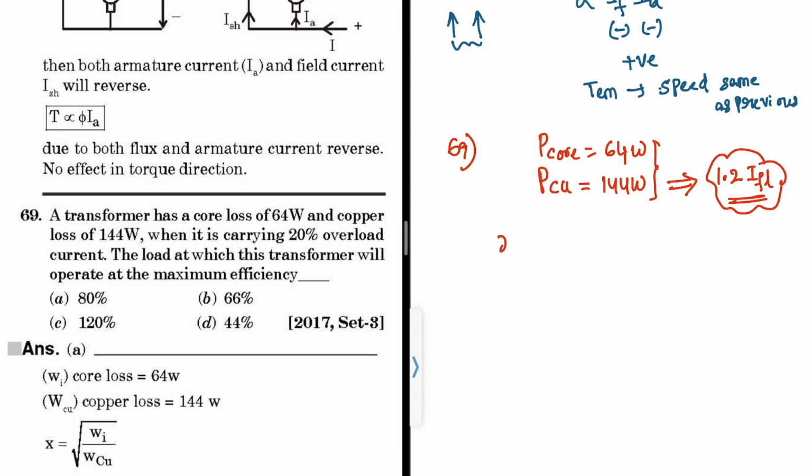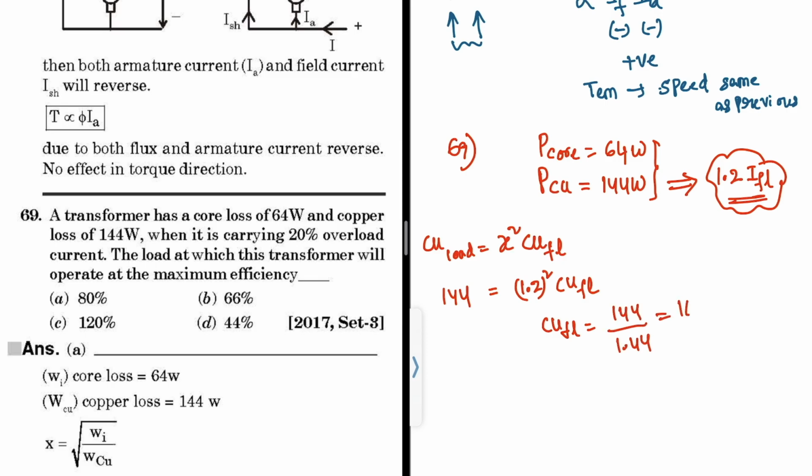So x square copper loss, okay, x square times copper loss at full load is equal to copper loss at that particular load. We know this, right? So x is given as 1.2 square into copper loss at full load. At this load, it is given as 144. So copper loss at full load equals 144 by 1.44, which is equal to 100 watt. So copper loss at full load, we got that as 100 watt.